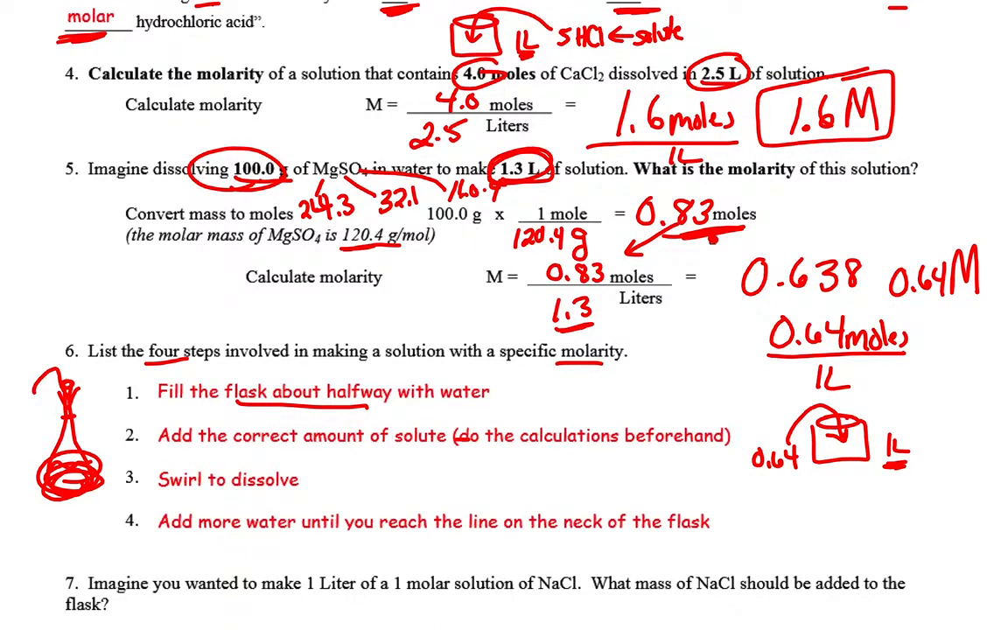And then I add more water until it reaches that line on the neck of the flask. So put a little bit of water in. Don't worry about exactly halfway, just dump some water in. Add the correct amount of solute, swirl it, and then keep going up until you hit that line.